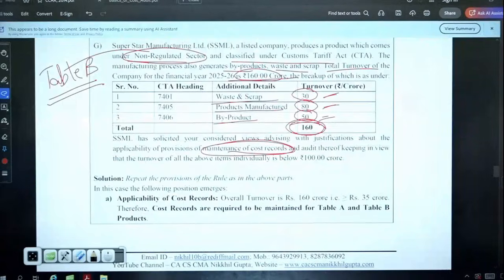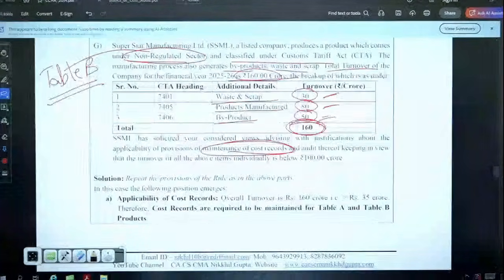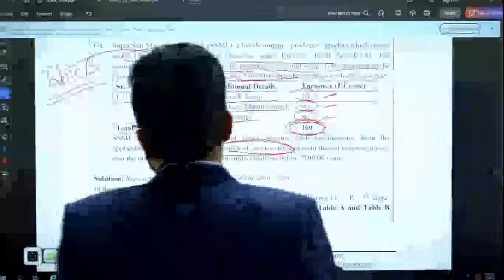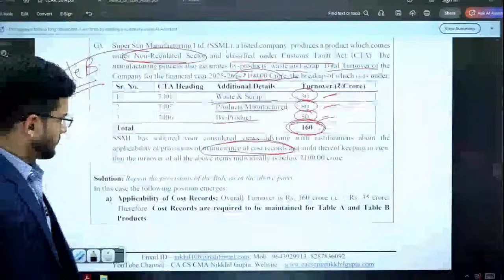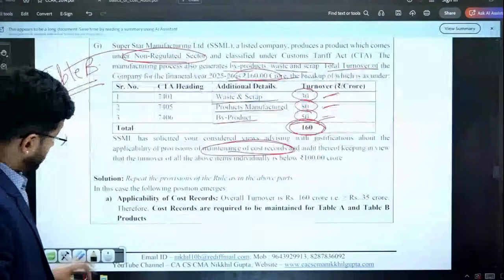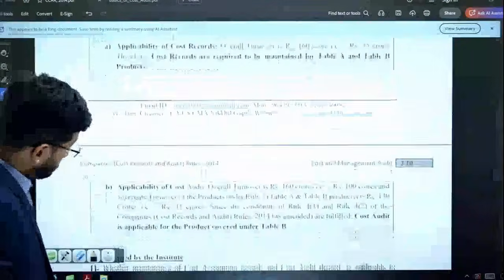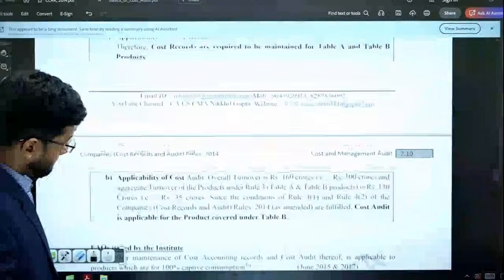Sir, overall turnover of the company is required to be seen. Yes. And the overall turnover of the company is more than 35 crores.